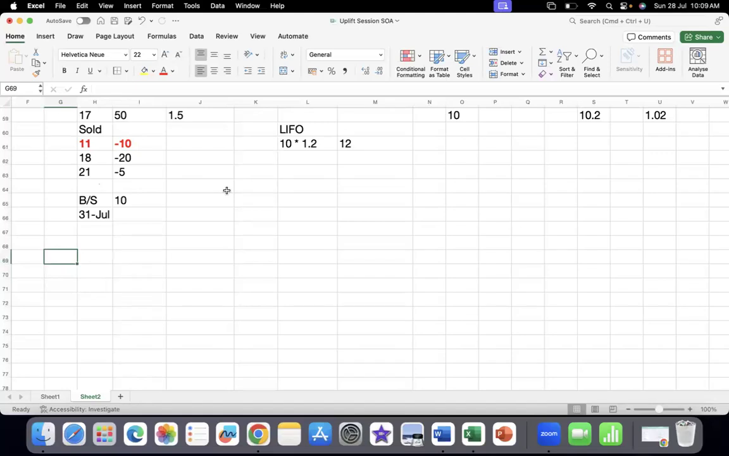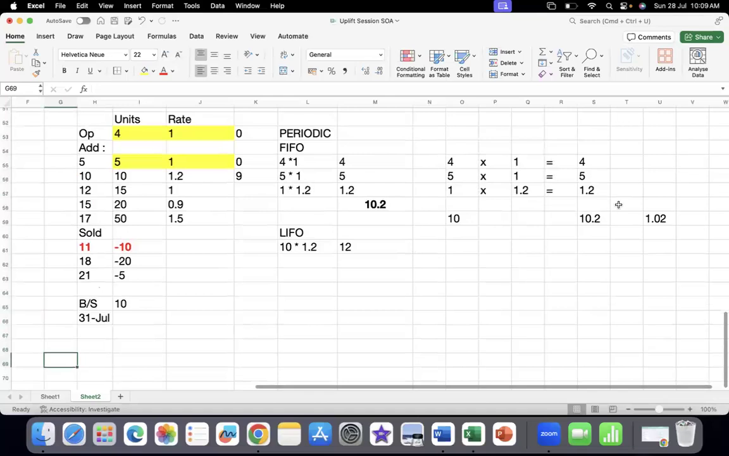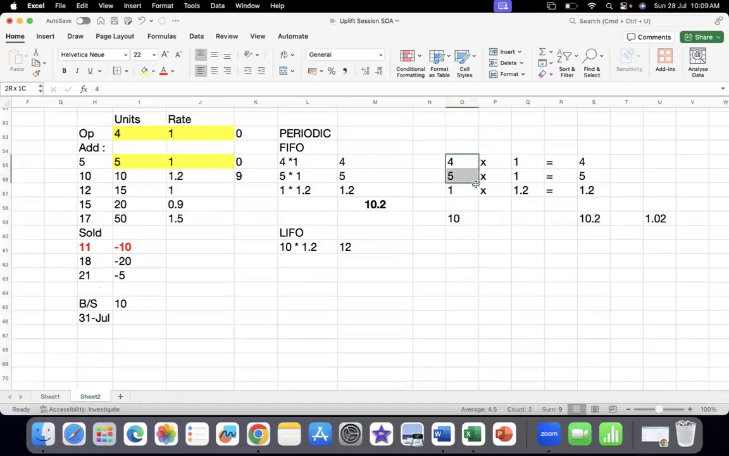What is the difference between periodic and perpetual? Periodic happens at the balance sheet date or a specific date only. And perpetual is like a running balance. On every sale, you have to recalculate. And what happens with weighted average? You need to calculate the total in terms of dollar value and units, and you need to find out a single rate. You don't want different rates to be applied. You only want a single rate to be applied.